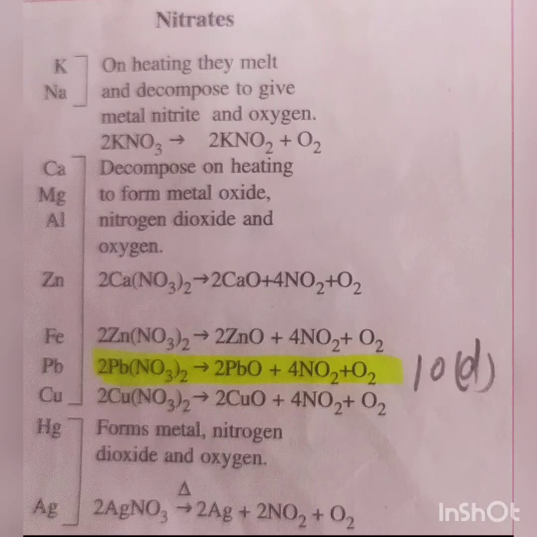The nitrates of potassium and sodium on heating melt and decompose to give metal nitrite and oxygen. Potassium nitrate on heating forms potassium nitrite and oxygen.